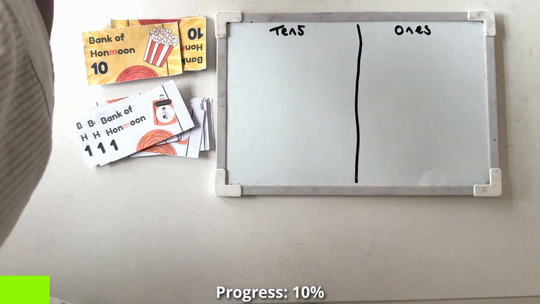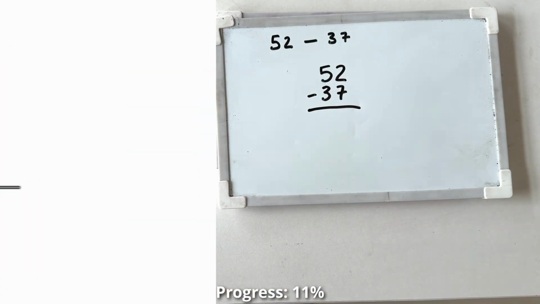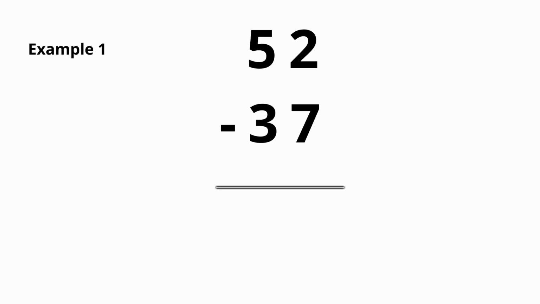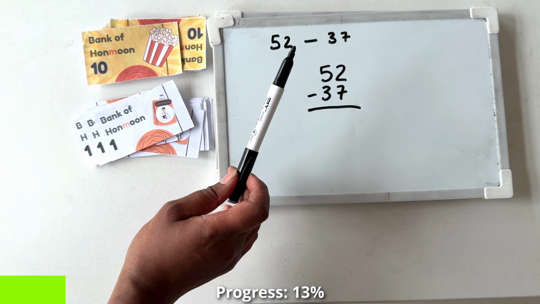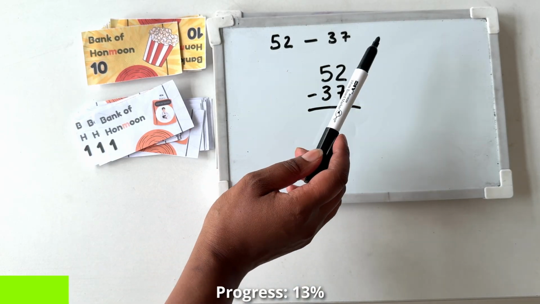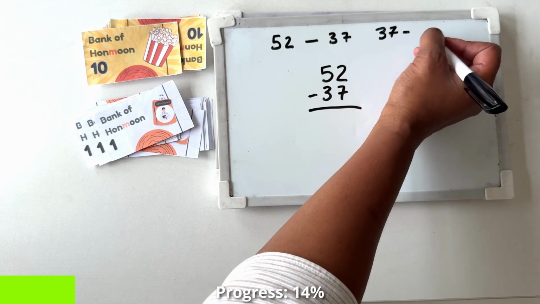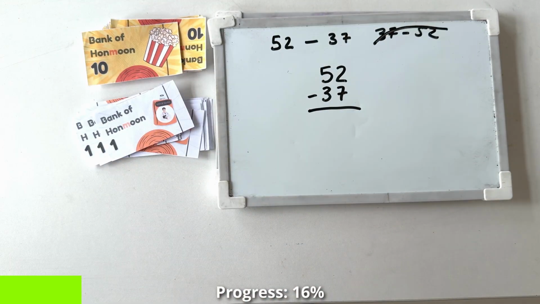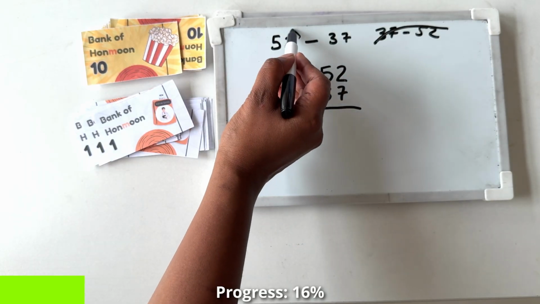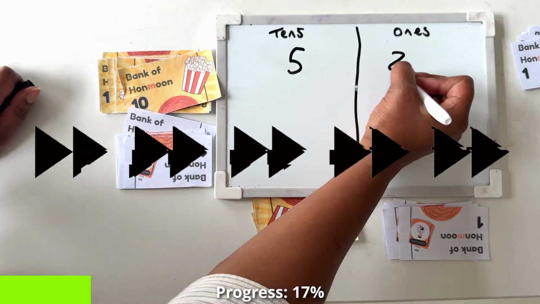Let's work through an example together. 52 minus 37. Order matters. 52 minus 37 is very different to 37 minus 52. That is not what we want. The number we're taking away from, the 52, must go on top.